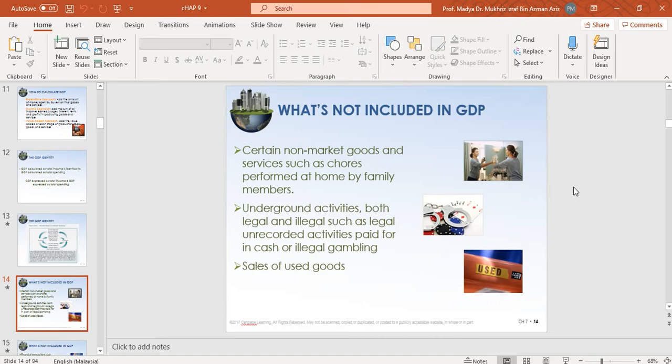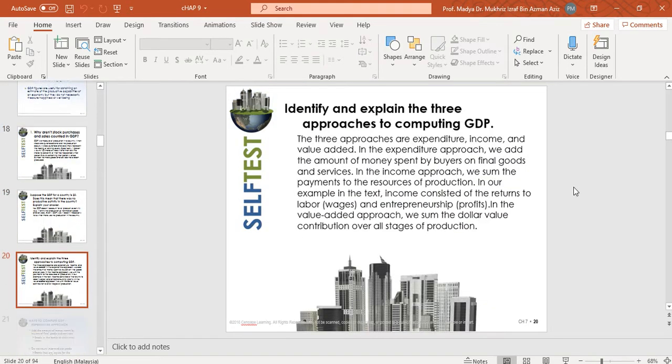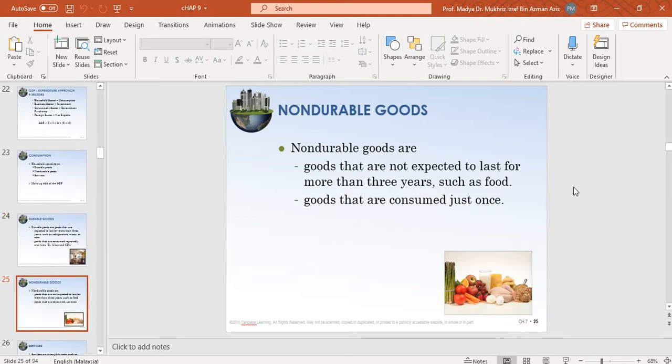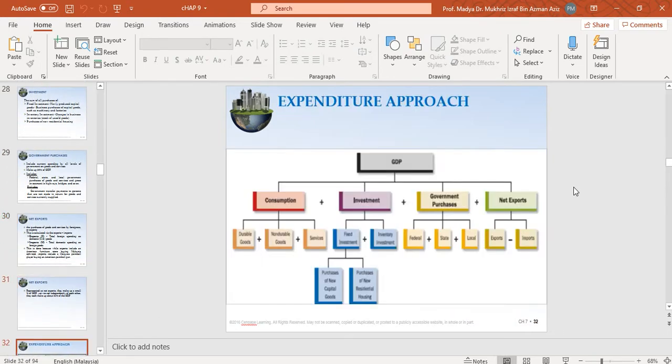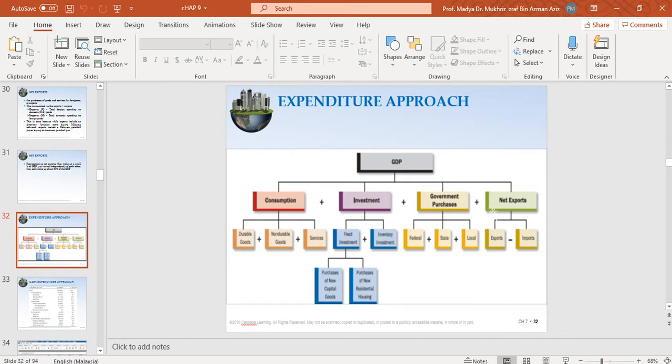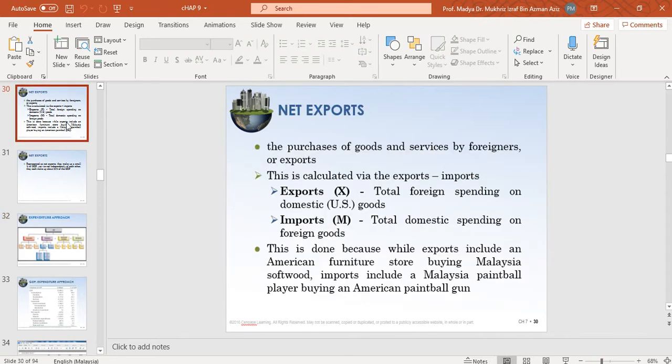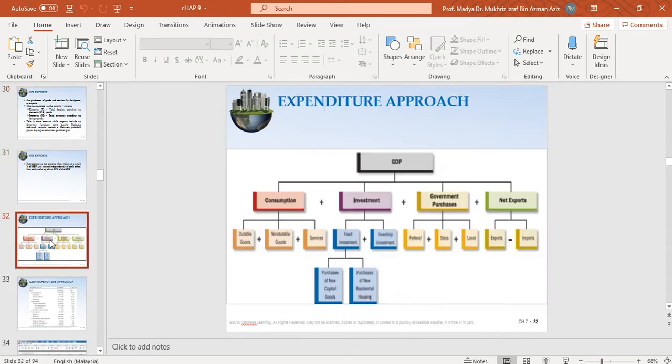So you can refer to the video in your OL. In that lecture we discussed the components of the expenditure approach, as you can see from this slide. It is based on the equation C plus I plus G plus X minus M: consumption plus investment plus government purchases plus net export. Export is plus, import is minus. This is the most common approach to calculate GDP, the expenditure approach.